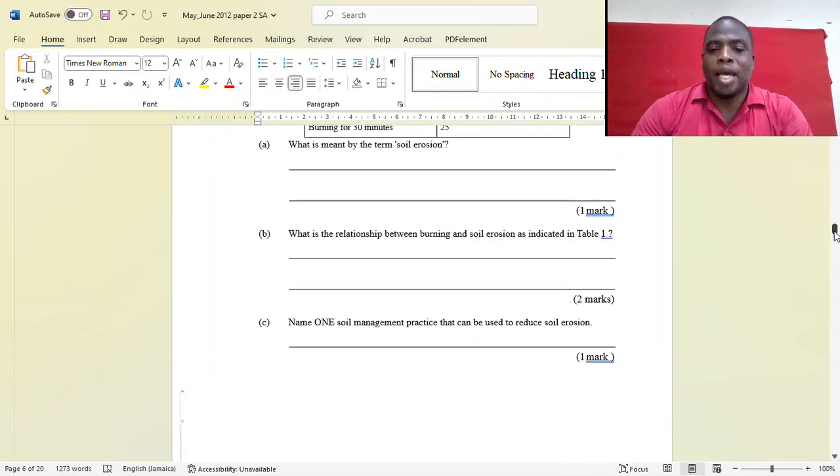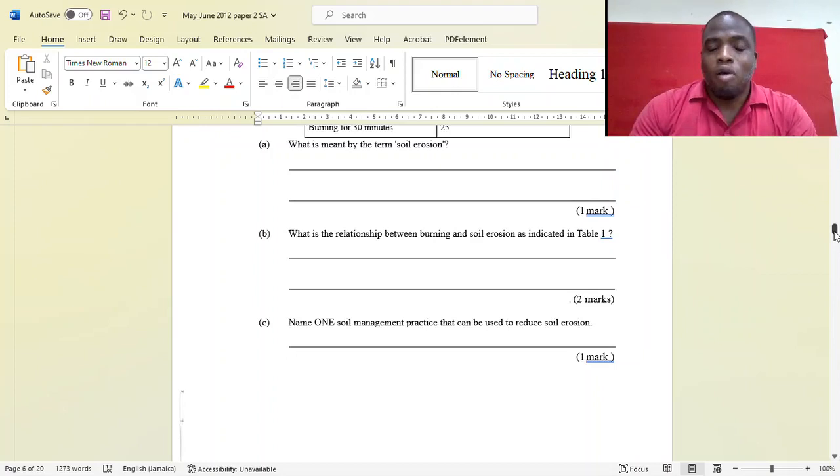Name one soil management practice that can be used to reduce soil erosion. And again, you notice we never said prevent. So what is it? Let's go. Soil erosion can basically be targeted in such a way that we slow it down. How do we do that?